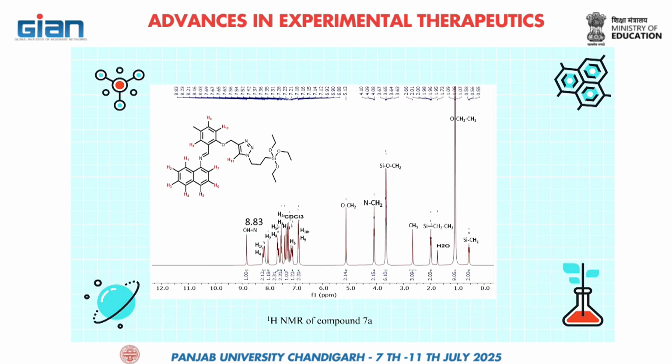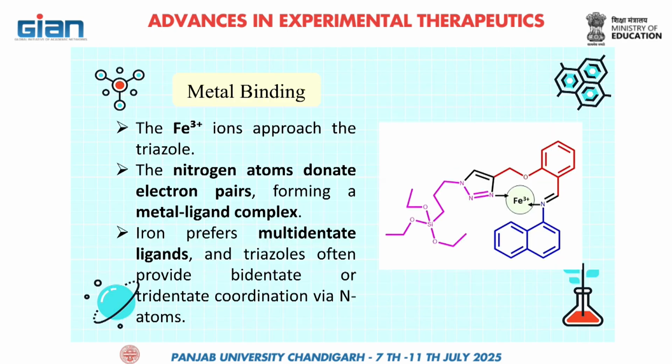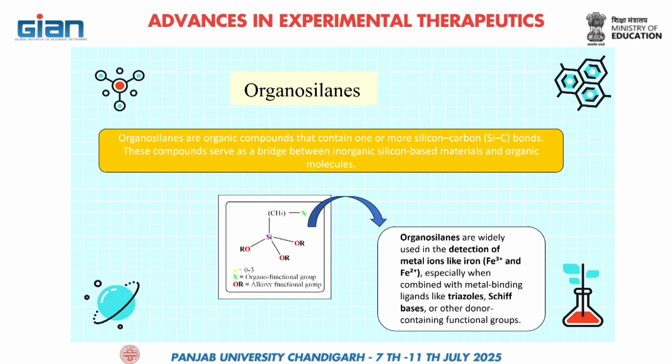So NMR was done and recorded, which shows that a main peak appeared at 8.83 and a peak at 0.5 also showed that the formation of complex has taken place. Now the metal was further bound by the nitrogen of triazole and nitrogen of Schiff bases, which was further proved by NMR also. Now, what are organosilanes?